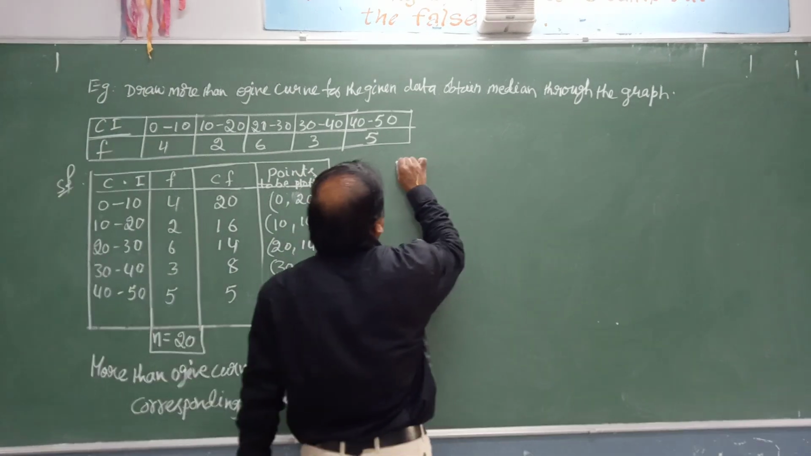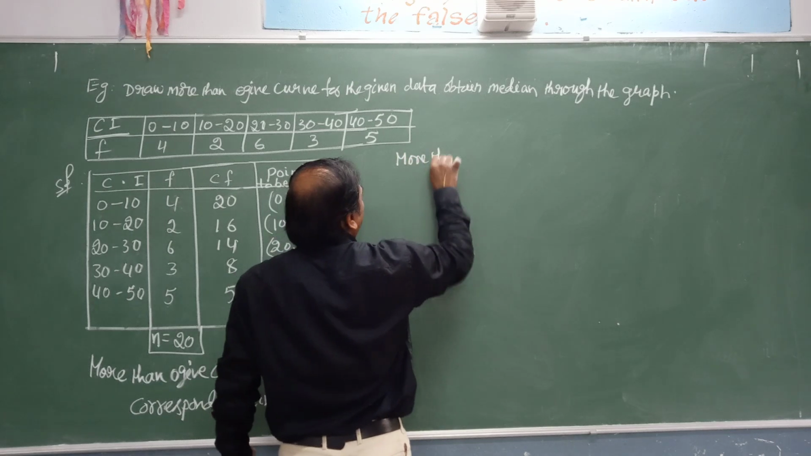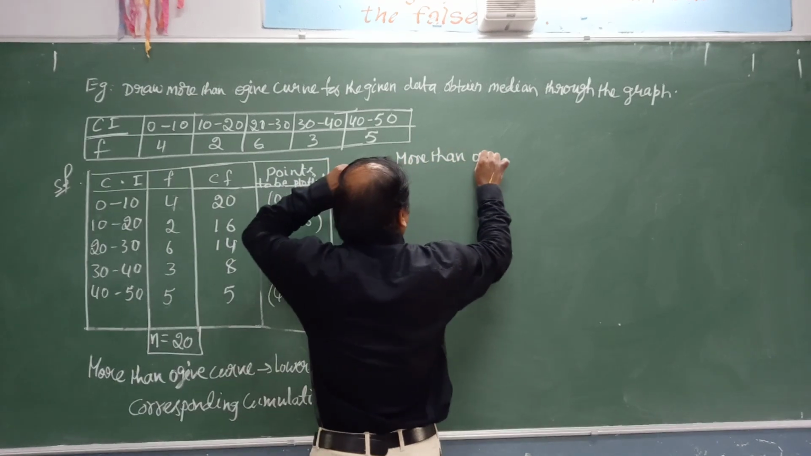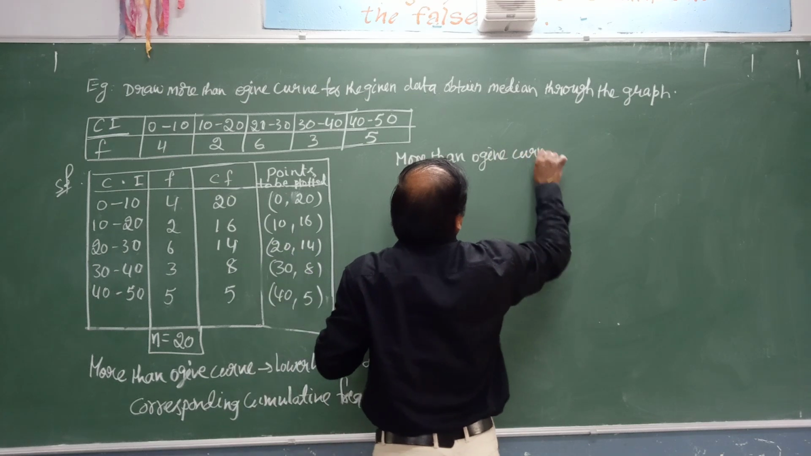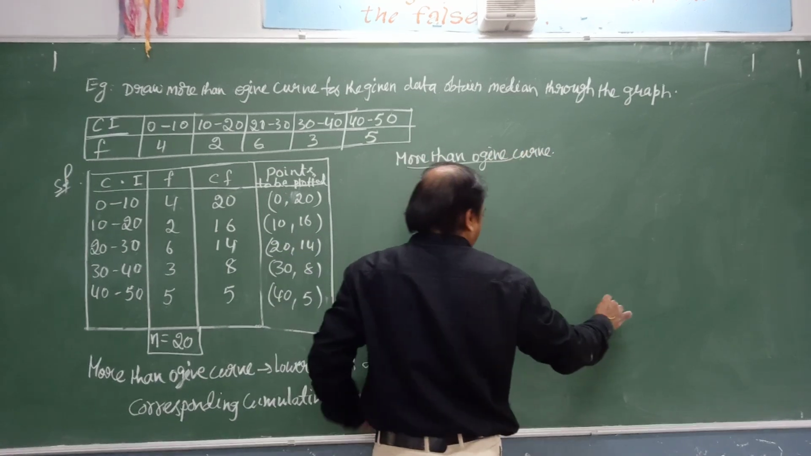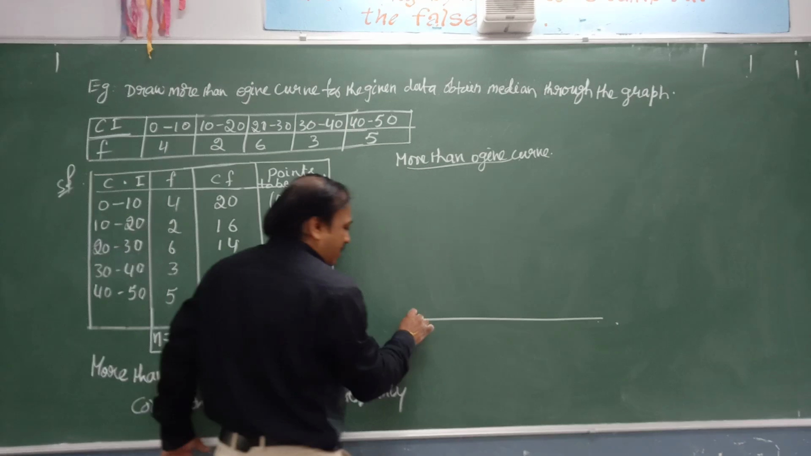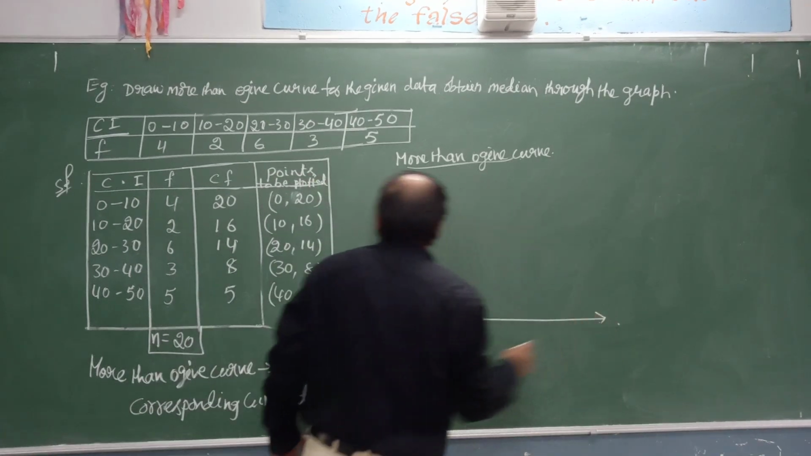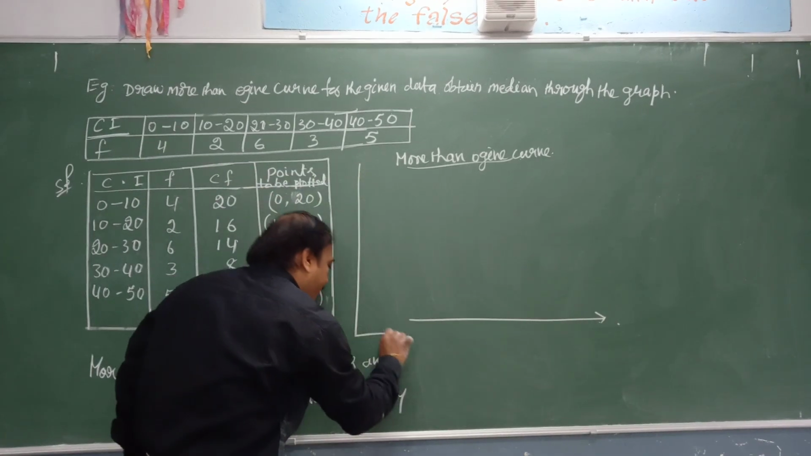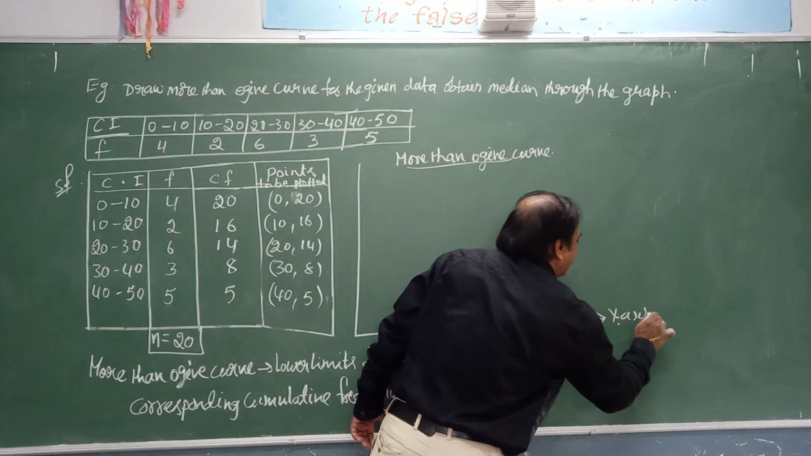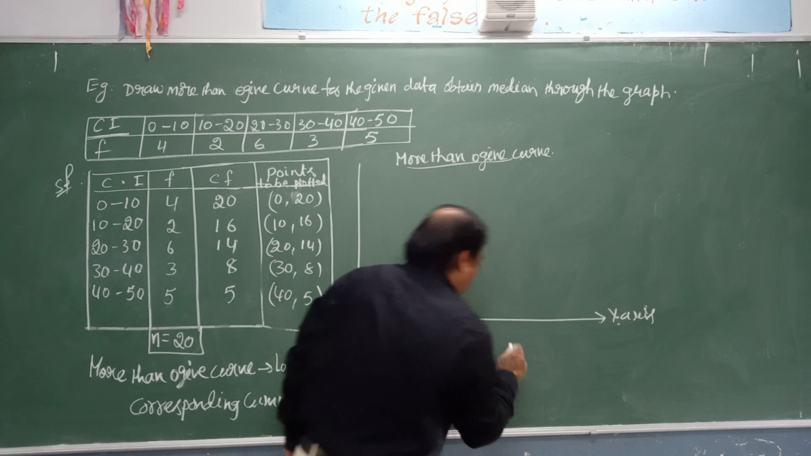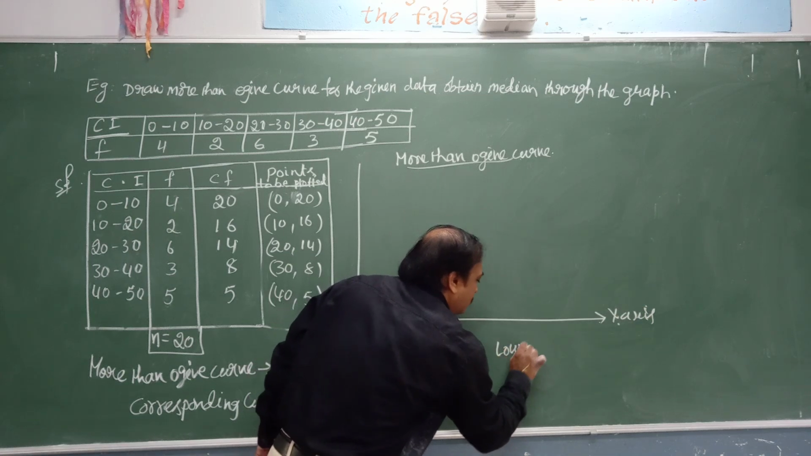So now for the more than ogive curve, on the x-axis we are taking the lower limits.